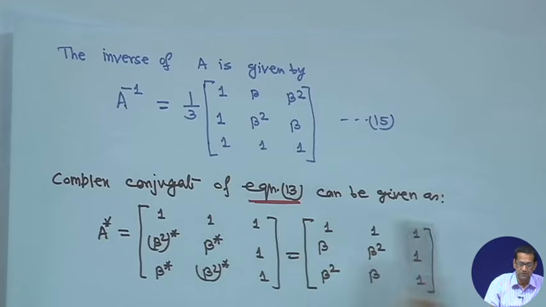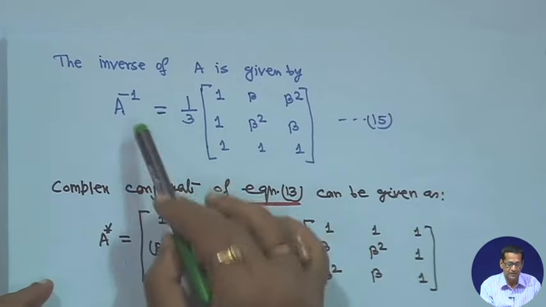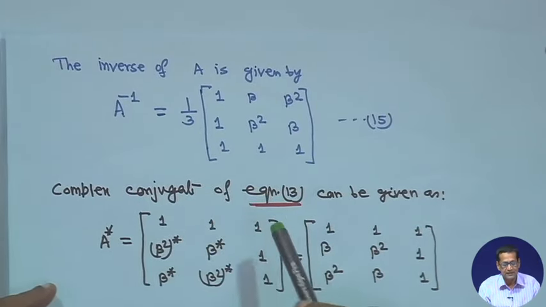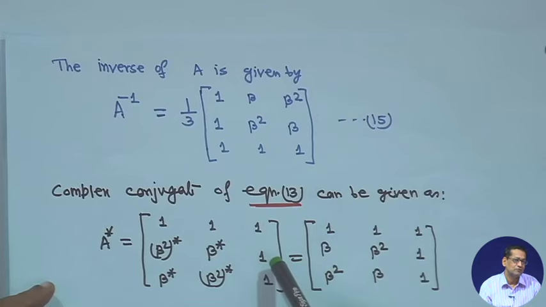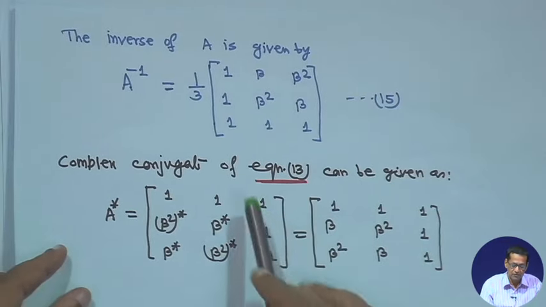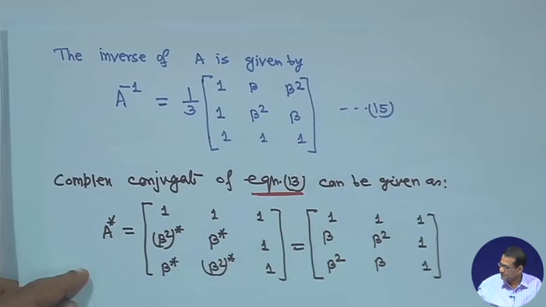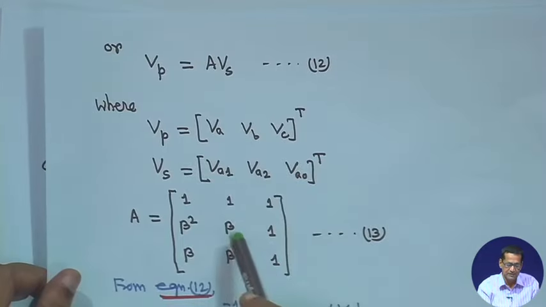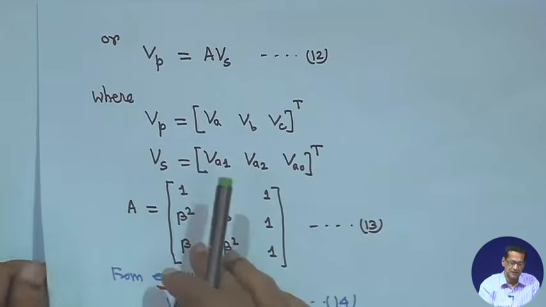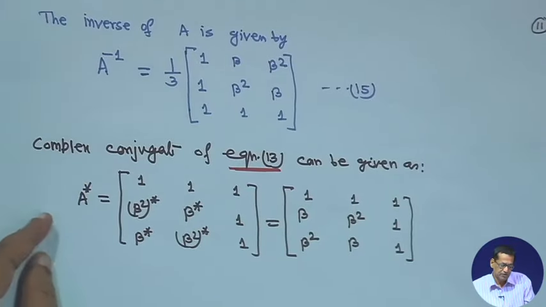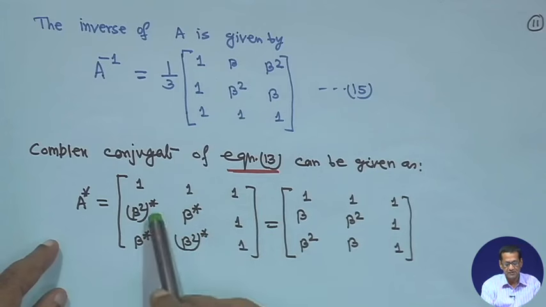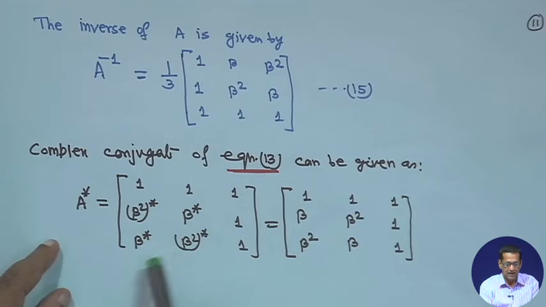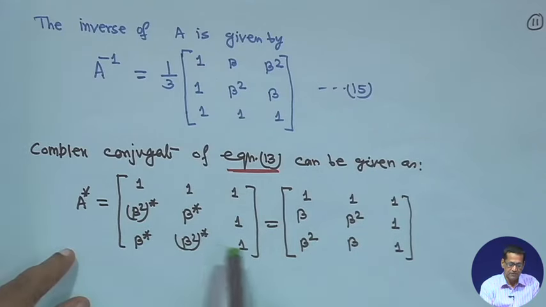I will show you one methodology for how one can remember this. Basically, A inverse is equal to 1/3 A conjugate transpose. I will come to that. If you take the complex conjugate of this matrix, that is your A matrix, equation 13, then A conjugate will be 1 1 1, 1 beta square conjugate beta conjugate, 1 beta conjugate beta square conjugate 1.